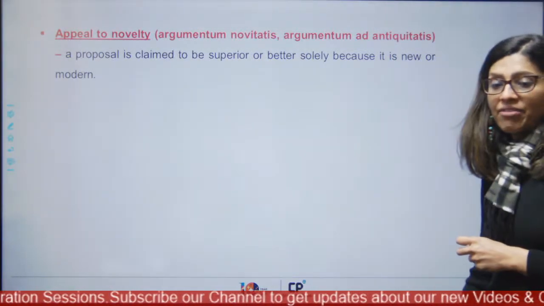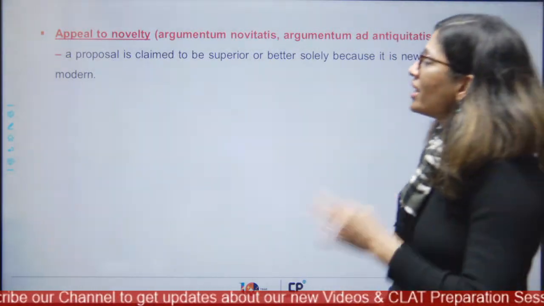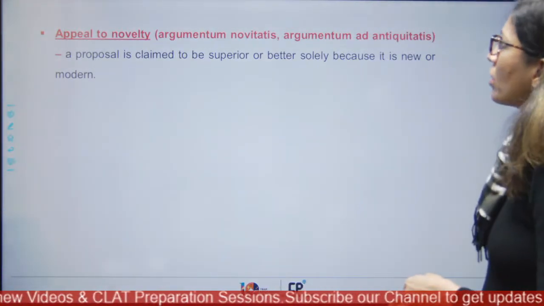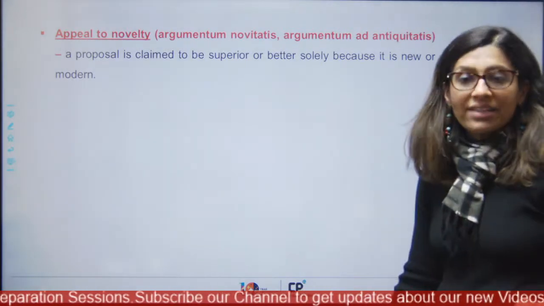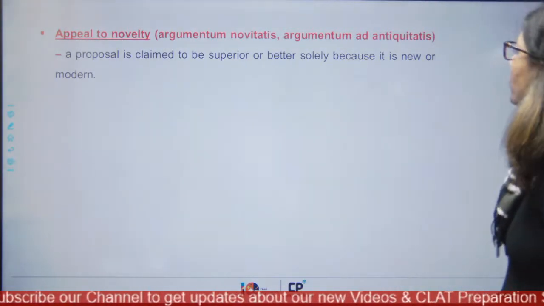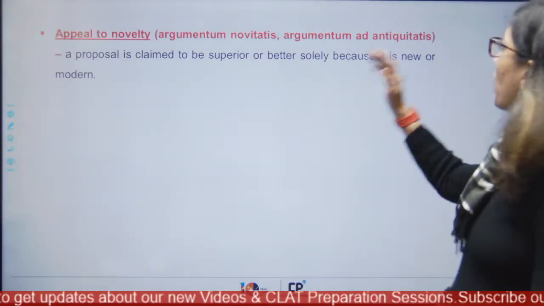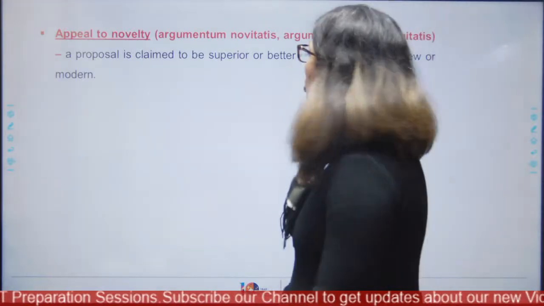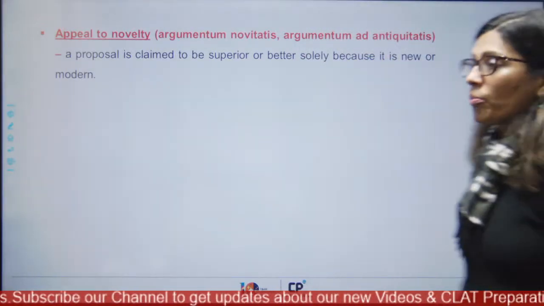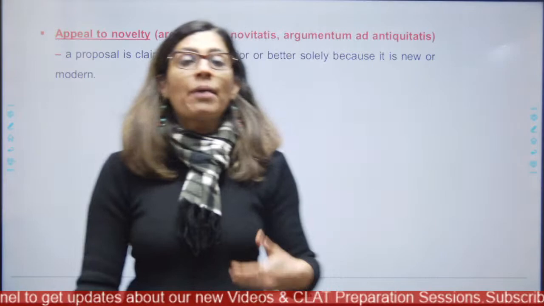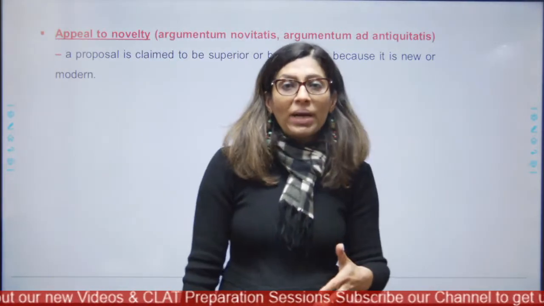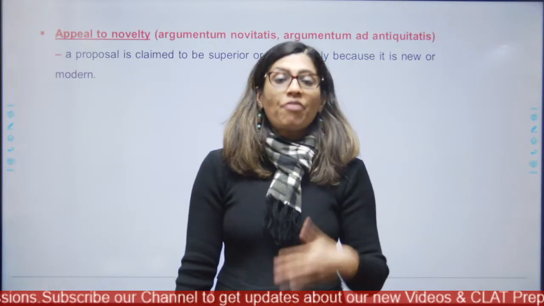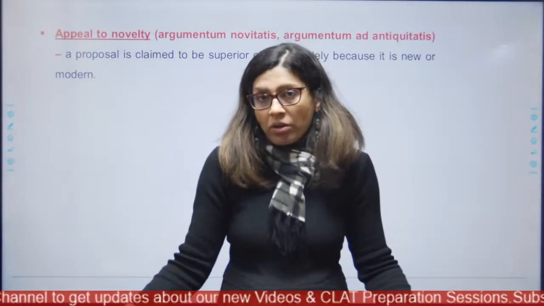So under irrelevant fallacies, we have a whole list of appeals. Appeal to novelty, also argumentum novitatis, that's the Latin name for it. And you also have appeal to poverty after this. So something is good or superior only because it is new or modern is an appeal to novelty. That means your argument basically stems from the fact that because it is new, it has to be better.